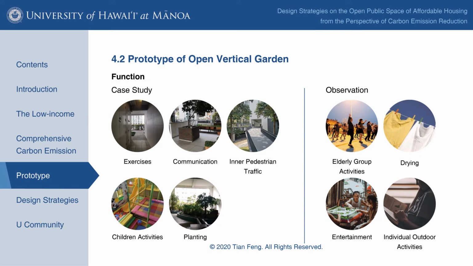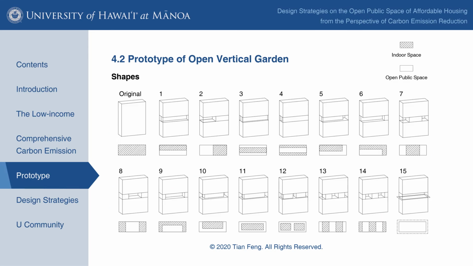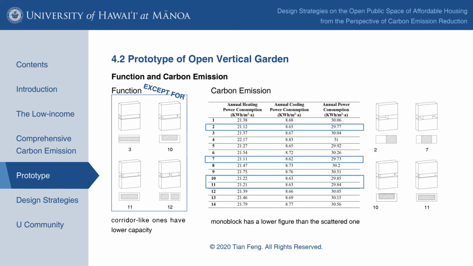The similar research is also done to open vertical garden, the function analysis, and also the shapes. The open vertical garden is also 2 floors high and takes an area of 1/3 of the standard plan. For carbon emission, monoblock has a lower figure than the scattered one. For function, corridor-like ones have lower capacity. Therefore, when doing shape design for the open vertical garden, it's essential to put the whole block along the border.